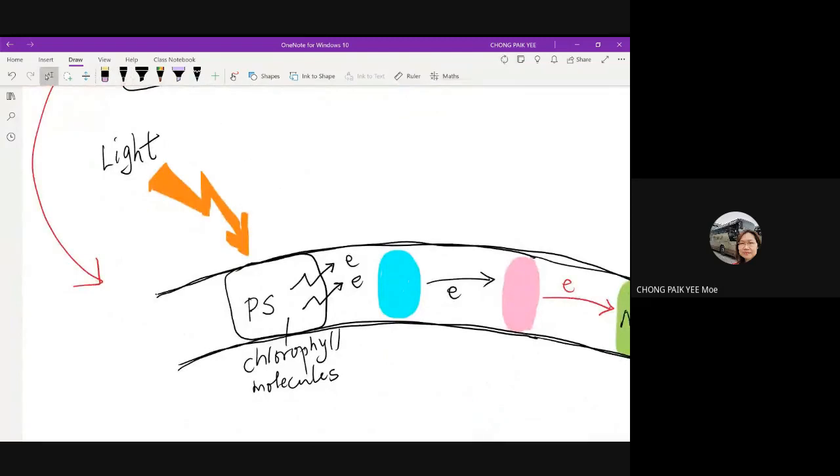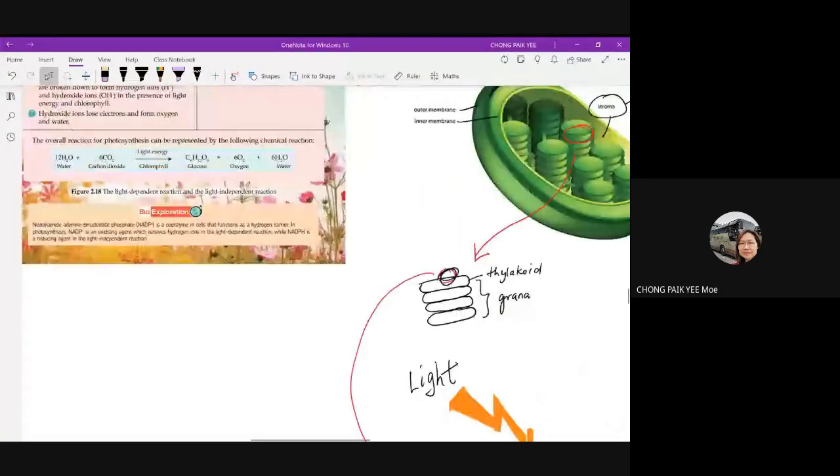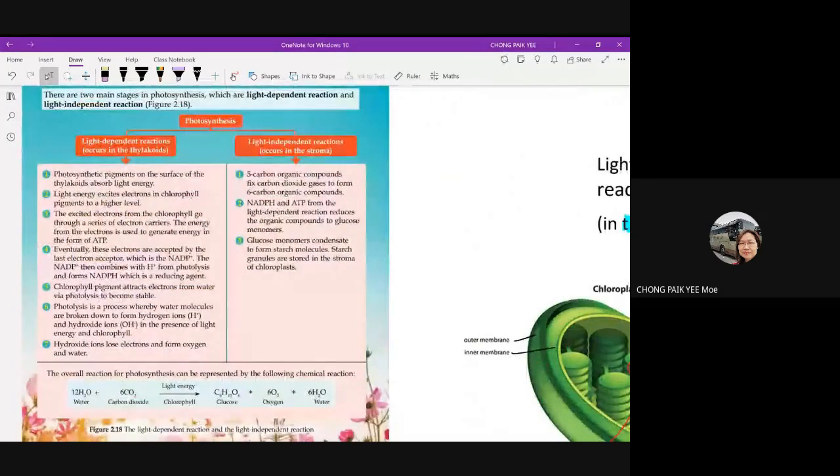Let's go one by one. If you look at your textbook, you can take out your textbook. I will not be showing the textbook beside me, because it will be very messy if I were to move here and there. Your textbook is just beside me. So take out your textbook and let's look at the points. How do you explain the light-dependent reaction which occurs in the thylakoids? Now let's look at here.